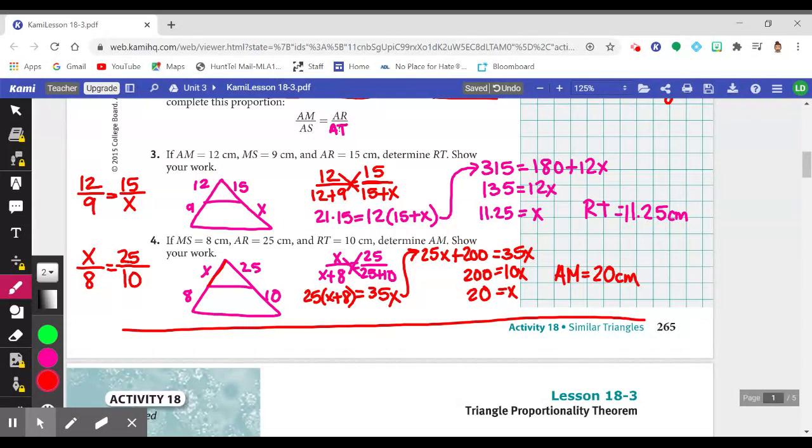Any idea what you get when you multiply 25 times 8? You get 200. And when you multiply x times 10, you get 10x. So we can actually arrive at this measure a lot quicker by using what's known as the triangle proportionality theorem. So let's figure out why this works in this instance, and to know when we can use this concept to make it a lot quicker.